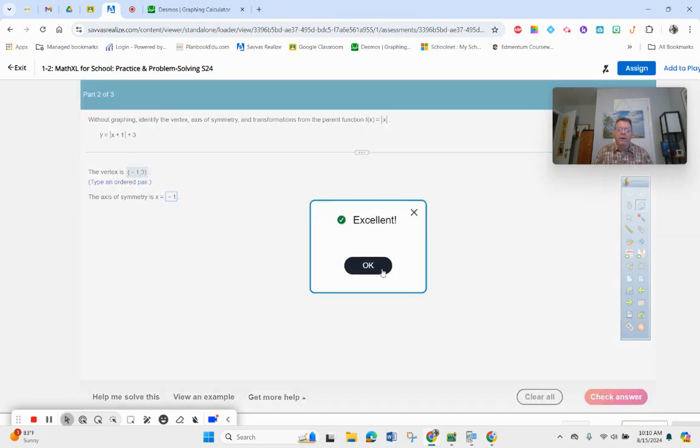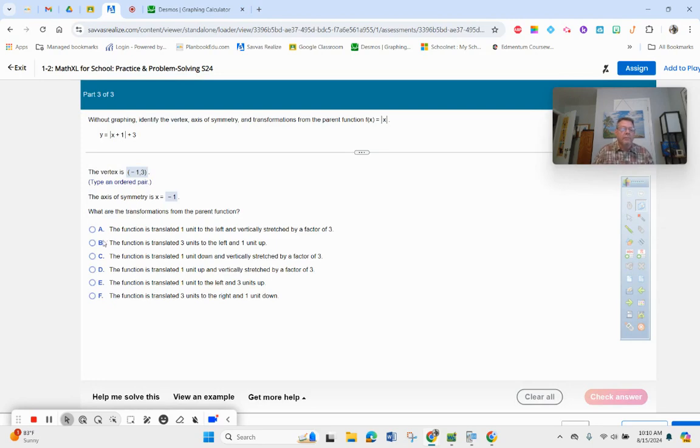Excellent job. Now, we said this is going to go... Which one of these says left 1 and up 3? Because it did not get stretched, right? So anything that says stretched by a factor of 3 is automatically out. Up and down 1, that's backwards. That's up 3. Okay, that's 1. All right, so I think it might be this one.